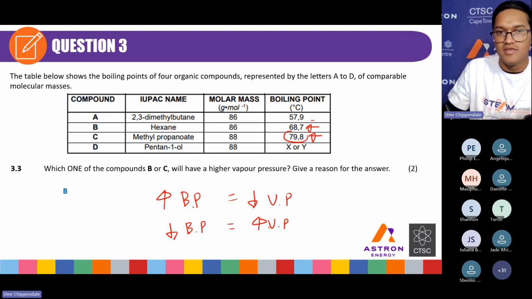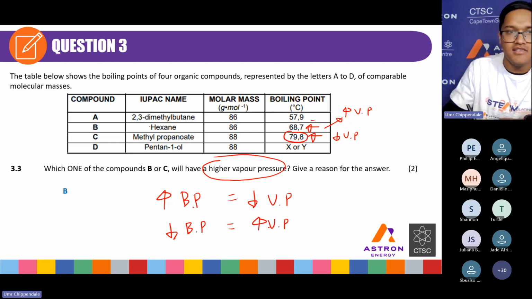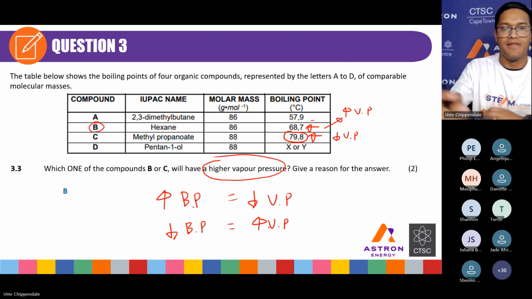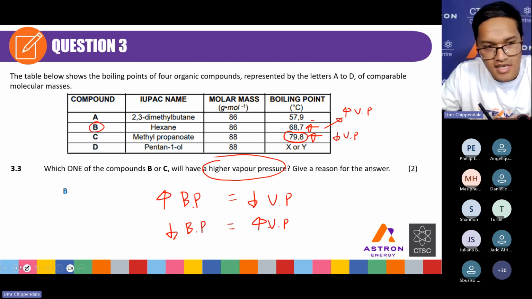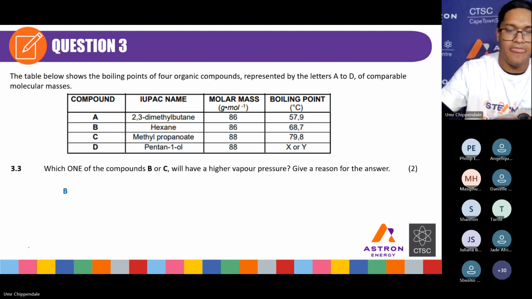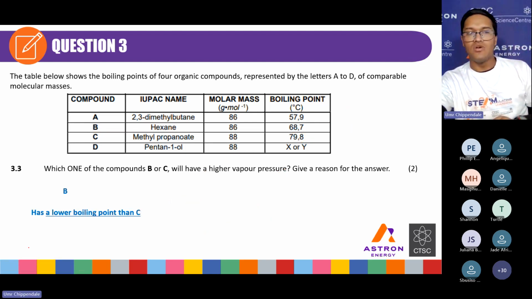This one, which means this will be a lower vapor pressure. This one has a low boiling point, which means this will be high vapor pressure. And what they're asking us is which one will have a higher vapor pressure? The answer is B. So the reason for the answer is going to be it has a lower boiling point than C. There we go. And that's where you get your 2 marks.